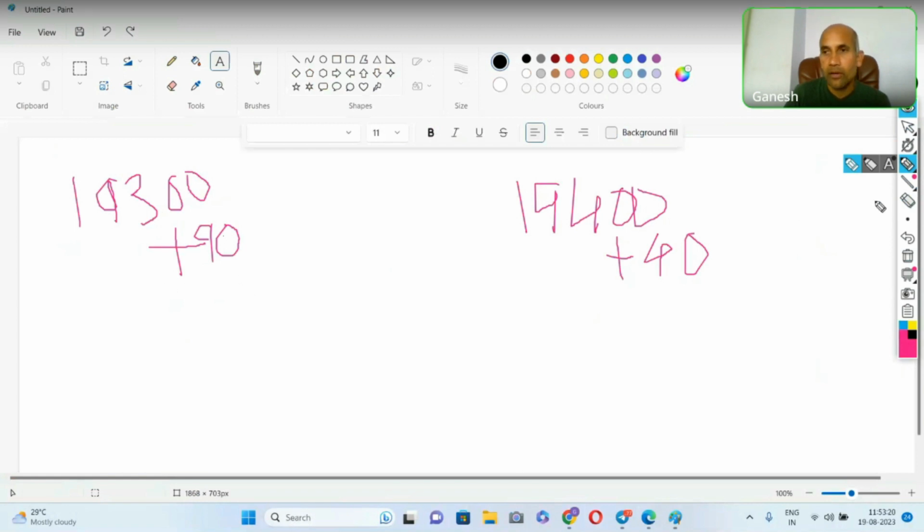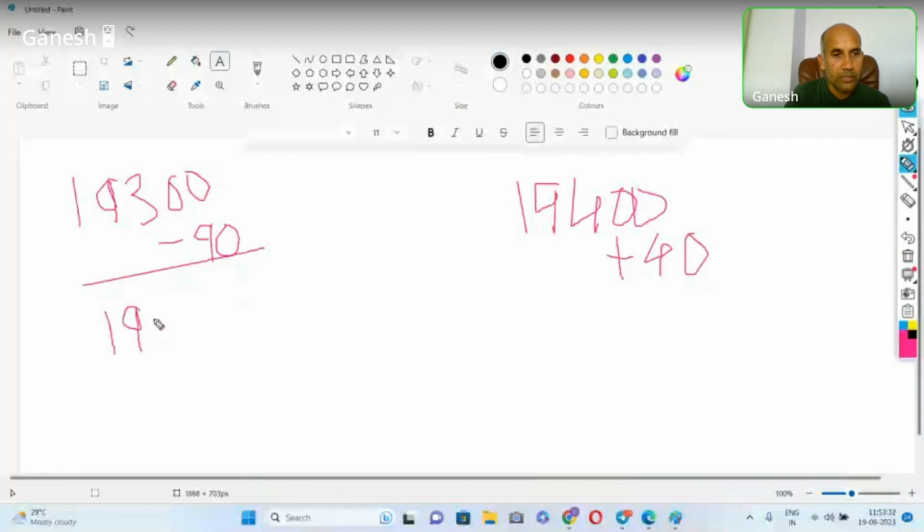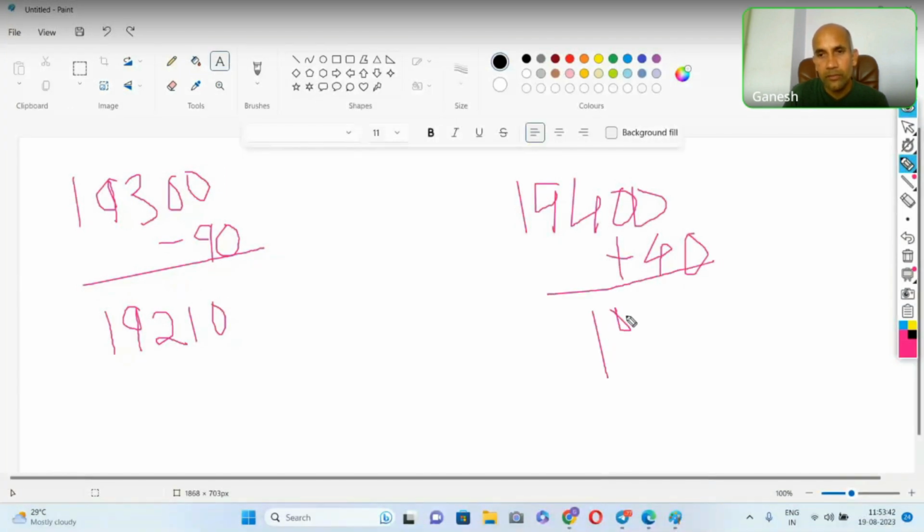So, considering the premium, let's say 100 means 19,210. Let's say we can consider 200. This is 40, right? So 19,440. Just for simplicity, okay? I'm not getting into charts and all those things. Now, based on this, what is being expected from the participants?